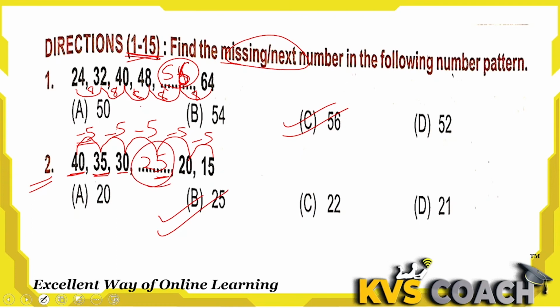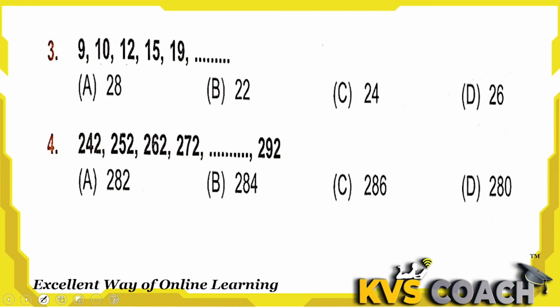B is the right answer. Next is 9, 10, 12, 15, 19. 9 plus 1 is 10, 10 plus 2 is 12, 12 plus 3 is 15. So the number pattern is plus 1, plus 2, plus 3, then plus 4: 15 plus 4 is 19. The next term will be plus 5. So 19 plus 5 is 24. The missing number is 24. C is the right answer here.